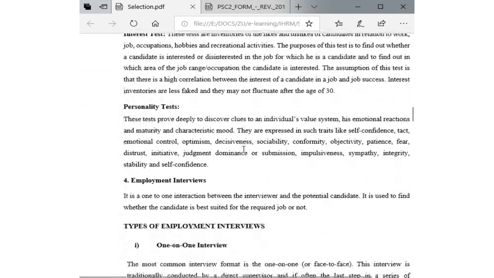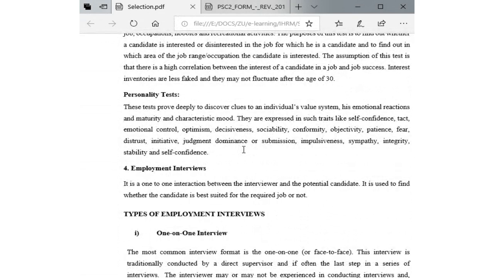Then there's the personality test. The personality test is very critical. It tries to find out not even interests, but the qualities or the traits of an individual. The traits of an individual.